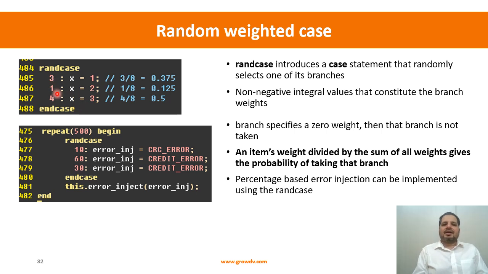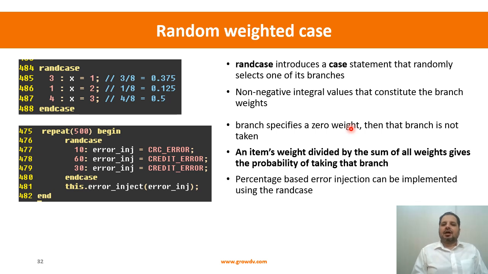So here when I say the branch weights are 3, 1, 4, then the probability of each of these branches getting selected is the weight of the branch divided by the total weight. So that is 3 by 8 for this branch, 1 by 8 for this branch, and 4 by 8 for this branch. Obviously, as you can see, this branch has the highest probability, and you can actually specify a branch weight of 0 as well. The reason you would want to do that is while debugging, you want to temporarily disable a particular branch.